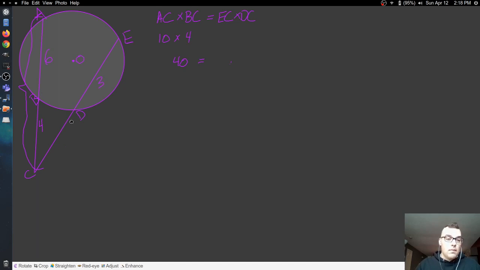For EC, I would have to call this X. And then I'd have to say, I have 3 plus X times X. So then I would have 3X plus X squared is equal to 40. So then I'd have X squared plus 3X minus 40 equals 0, and then go through and try to solve it that way. So then in this case, I would have X plus 8 and X minus 5.